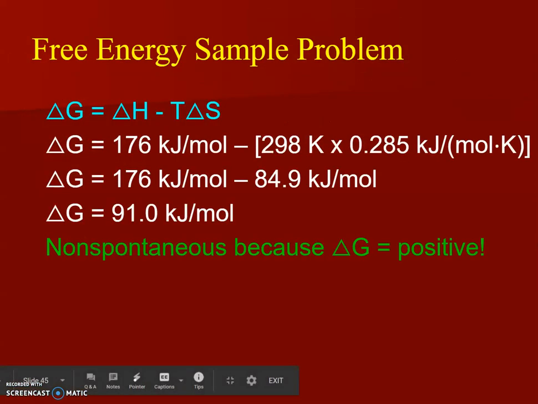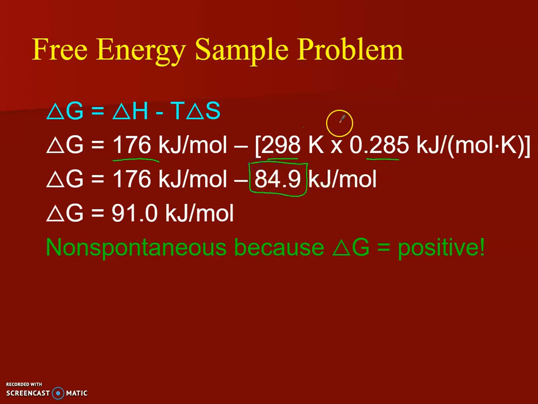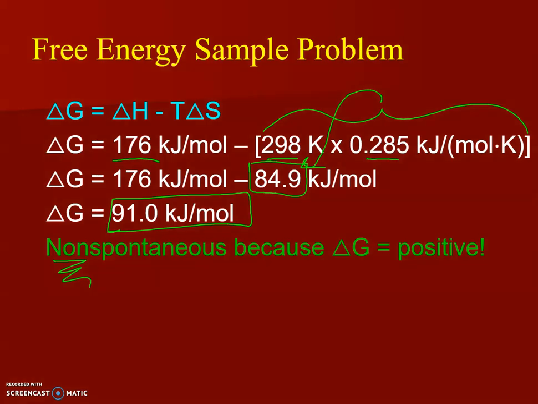All right, so to review, we have our GHOSTS equation, our delta G equals the delta H minus T delta S. We get 176 and 298 and 0.285, getting a value of 84.9 kilojoules for this product right here. And then we see that this is a positive value, so therefore it is non-spontaneous, not going to happen on its own. All right, ladies and gents, that is our entropy and our Gibbs Free Energy.